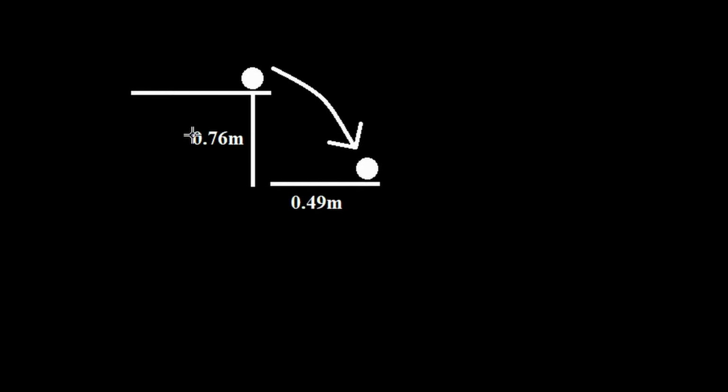Here I've got a diagram of the video that we just showed, and as you can see the ball fell 0.76 meters down and landed 0.49 meters away from the edge of the table. You can split that motion into vertical and horizontal, and here I've got the vertical side of things.